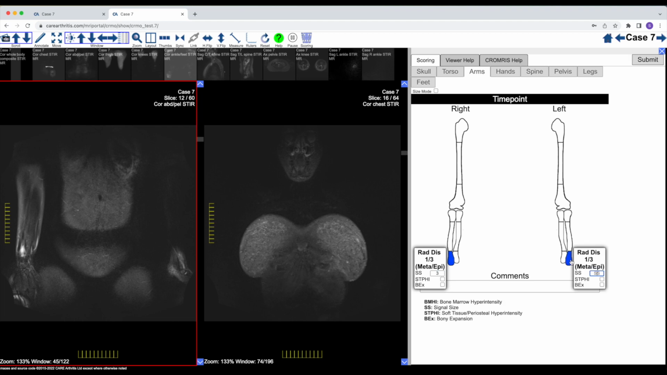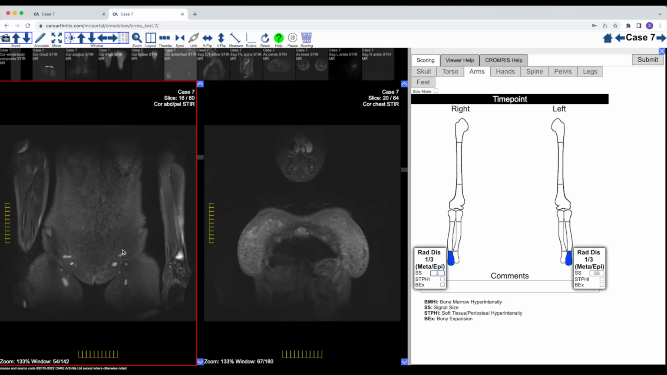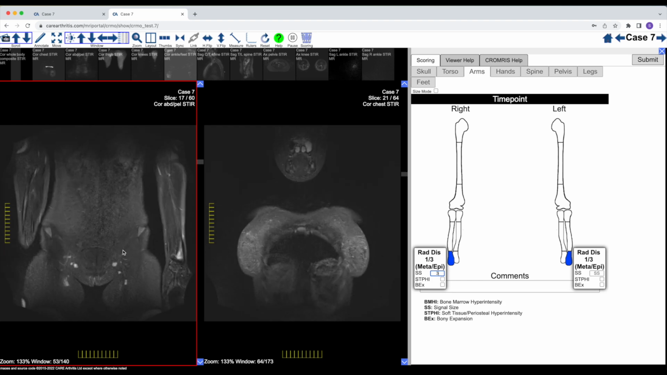And then let's go to the other side and take a look at that left side again. I'm going to give that a 3 for being more than 50% of the metaepiphyseal region. Again, I don't see any soft tissue involvement or bone expansion, so we're going to leave that there. Again, if you forget what these abbreviations are, the answers for that are right here.